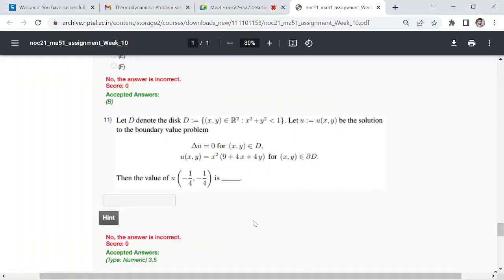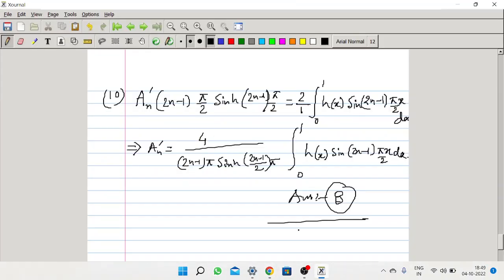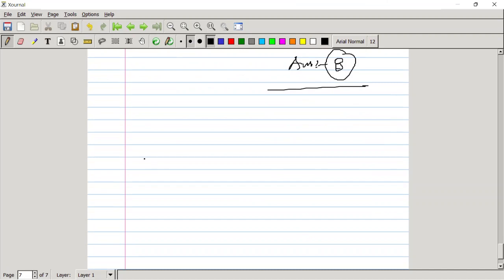Let D be the domain and u be the solution of this boundary value problem, Laplace equation, with u(x,y) on the boundary being x square into 9 plus 4x plus 4y. And you have to find the value of u at any other points. So you know Poisson formula for this Laplace equation. If you don't know, you can go through the lectures. There you got the Poisson formula for finding the value of u at any other points inside that domain.